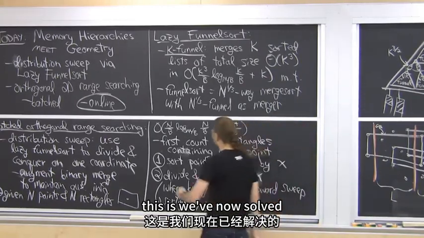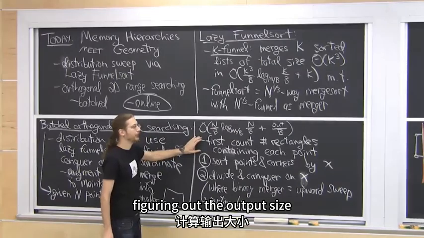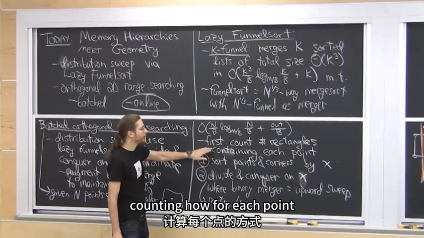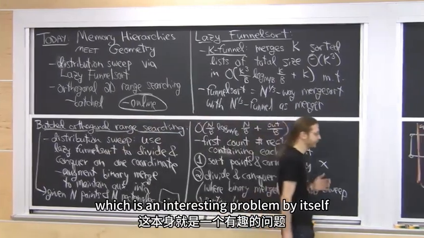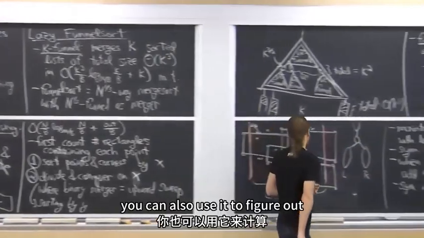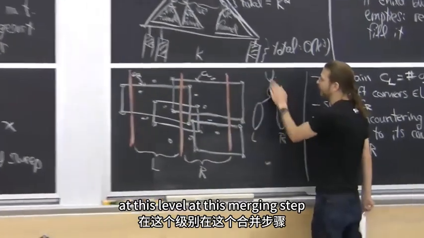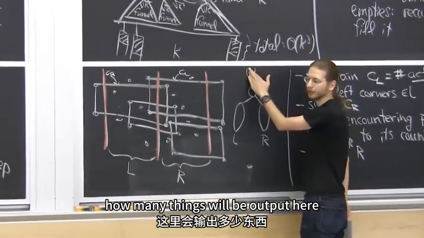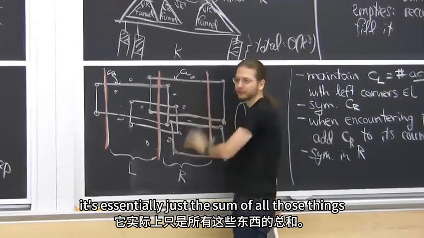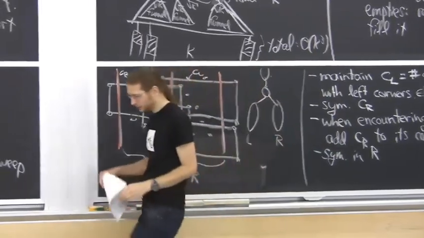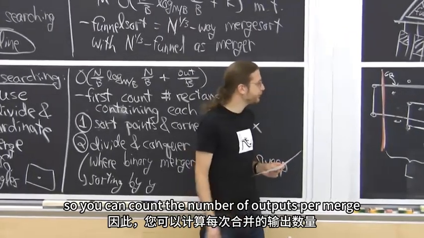We've now solved this first step, so to speak, which is figuring out the output size, counting for each point how many rectangles contain it, which is an interesting problem by itself. That's the range counting problem. You can also use it to figure out at this merging step how many new outputs there are: how many points in rectangles. It's essentially just the sum of all those things. So you can count the number of outputs per merge.